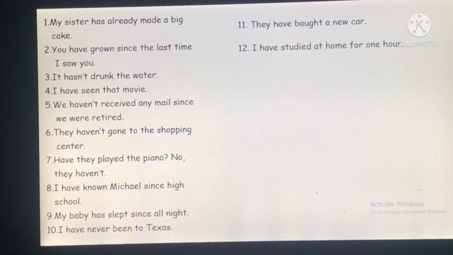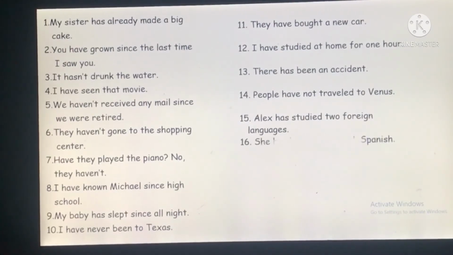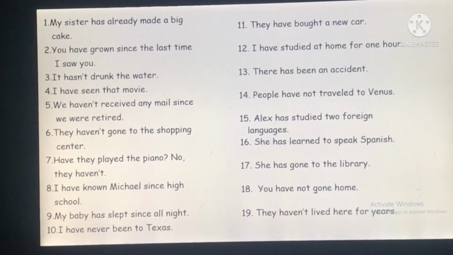I have studied at home for 1 hour. There has been an accident. People have not traveled to Venus. Alex has studied 2 foreign languages. Number 16, she has learned to speak Spanish. Number 17, she has gone to the library. Number 18, you have not gone home. 19, they haven't lived here for years. And number 20, where have I left my wallet?